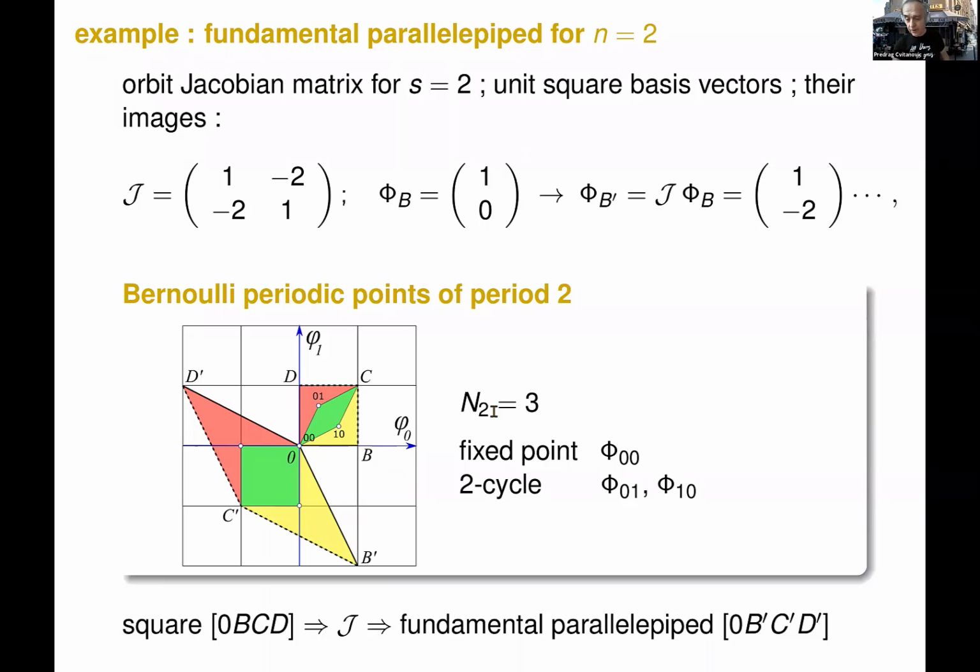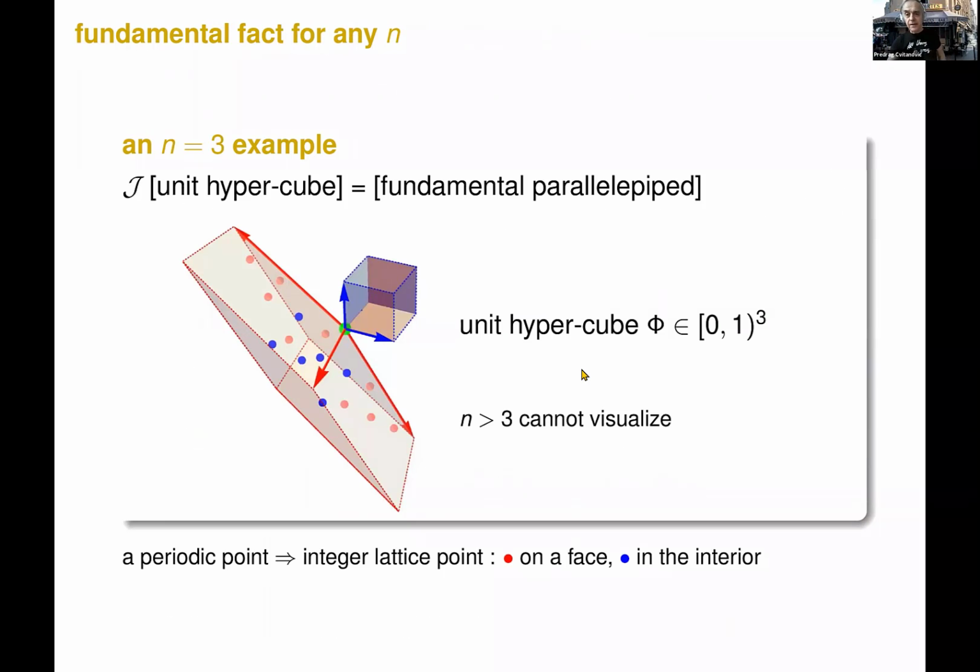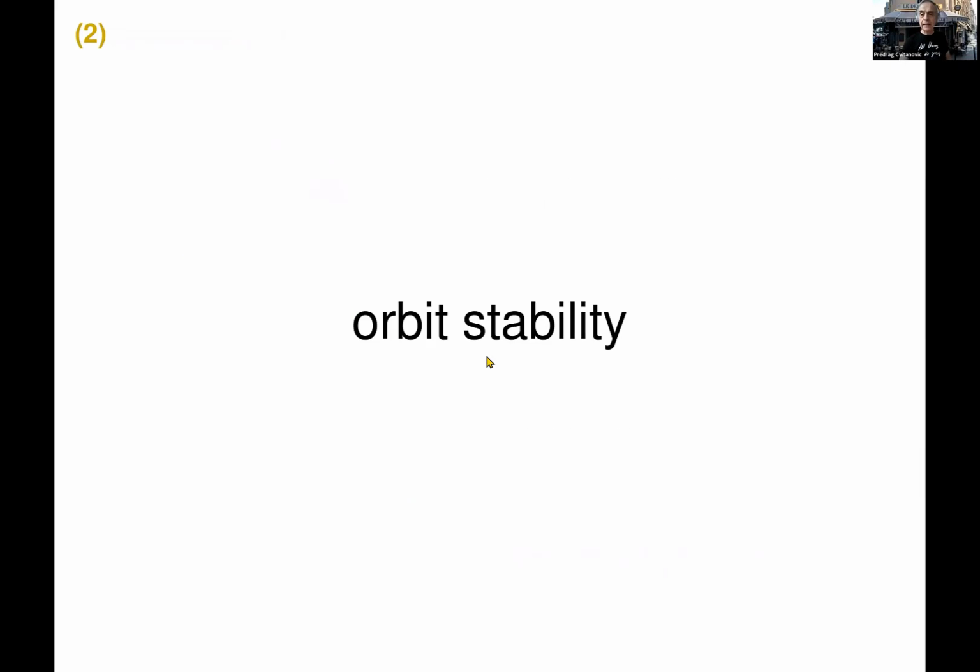So that's what the fundamental fact is. It's a very nice geometrical picture. In 3 dimensions, for cycle 3s, you can still draw it and you can turn it around. I won't give you a simulation, but it sends a cube into the fundamental parallelepiped, which is the same dimension. And if you count all the integer points in it, indeed you find all the solutions of period 3, so lattices that satisfy the Bernoulli condition. And this is always true.